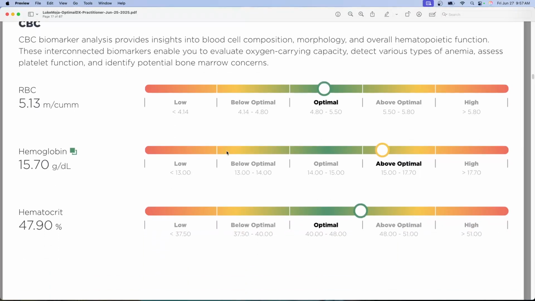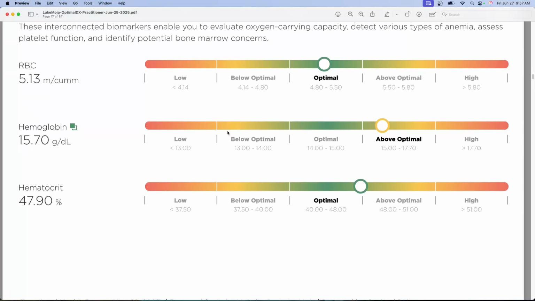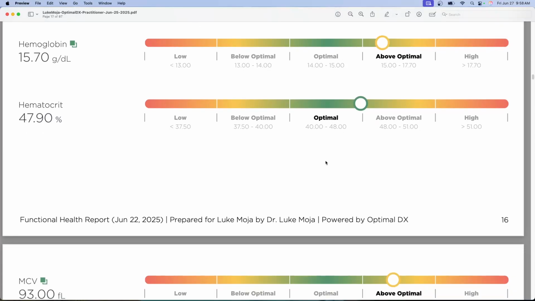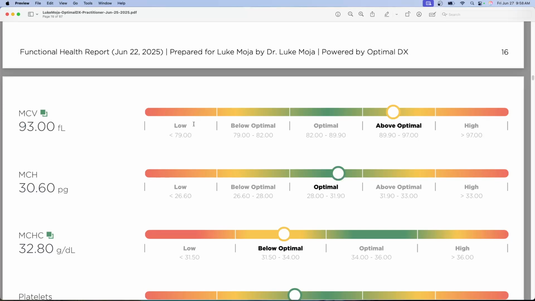All right, so the blood count here. This is going over blood cells, so red blood cells here to start off with. My red blood cells are good in the optimal range. No sign of any kind of anemia or anything going on. Hemoglobin is slightly above optimal there, pretty close to the optimal range. Hematocrit, so that's the percentage of red blood cells, again just at the high end of optimal there. So pretty good with the red blood cells. No sign of any kind of anemia or anything from there.